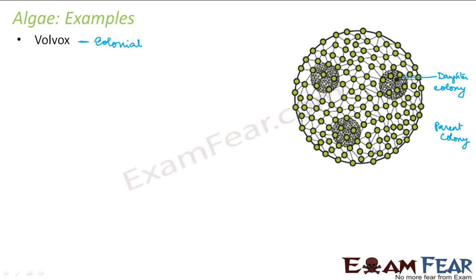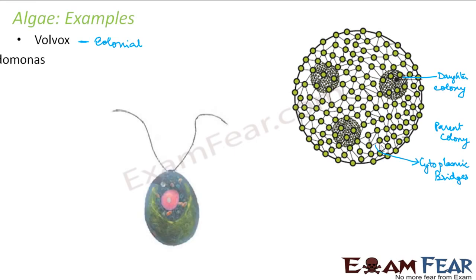Here you can see there are bridge-like structures which actually connect the different cells. So what are these bridge-like structures? They are known as cytoplasmic bridges. What do these bridges do? These bridges connect the different cells, between reproductive cells and somatic cells. So it acts as a connection between the two cells. So this is volvox.